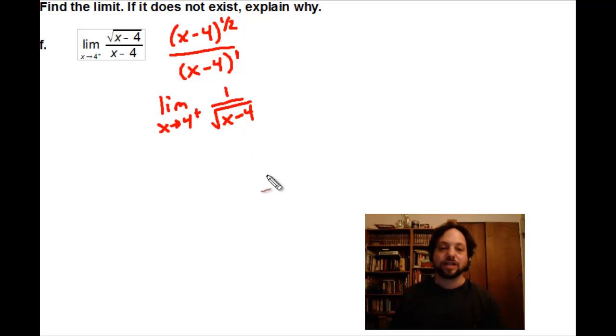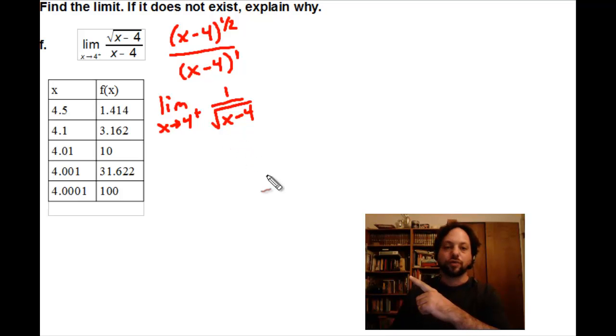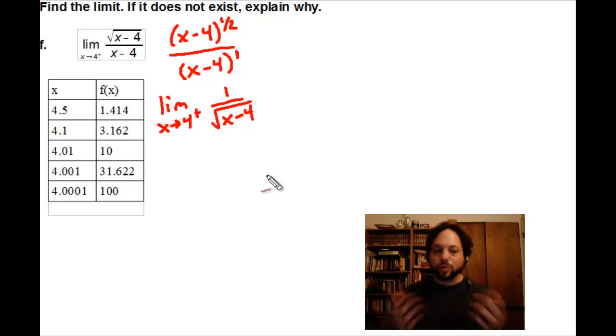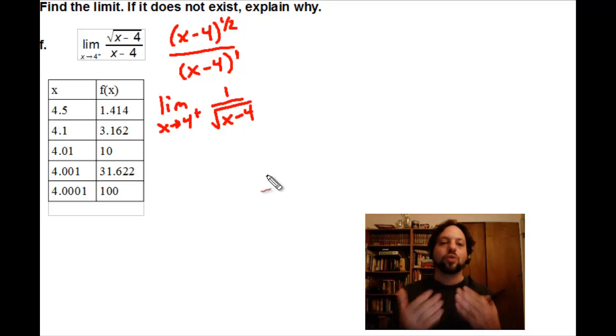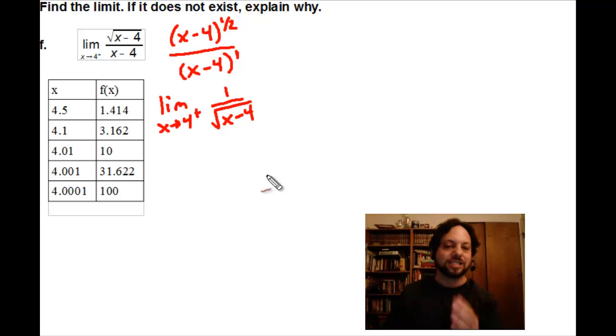And in fact, what I've done is I've gone ahead and created a chart for you right there. So you can go ahead and take a look at that. And when x is 4.5, you see what f of x is. But as x gets closer and closer to 4 from the positive side, look what happens to f of x. It keeps getting bigger and bigger without bound. It doesn't seem to be limiting to any value.